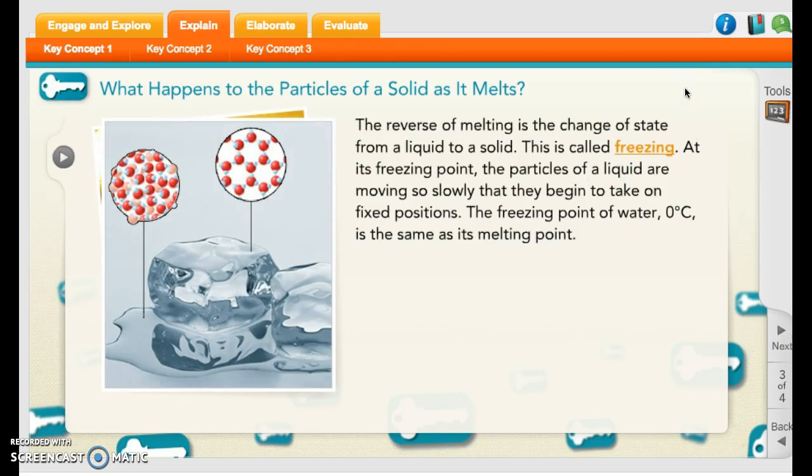The opposite of this is freezing, when a liquid turns into a solid. This is when the temperature is below that freezing point. So if I took a glass of water and put it in a fridge below 0 degrees Celsius, it's slowly but surely going to start to freeze.